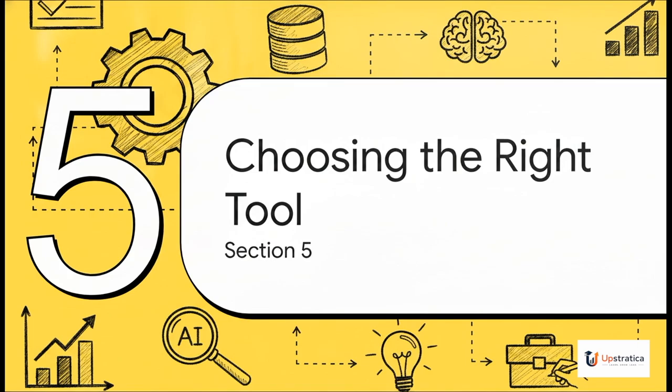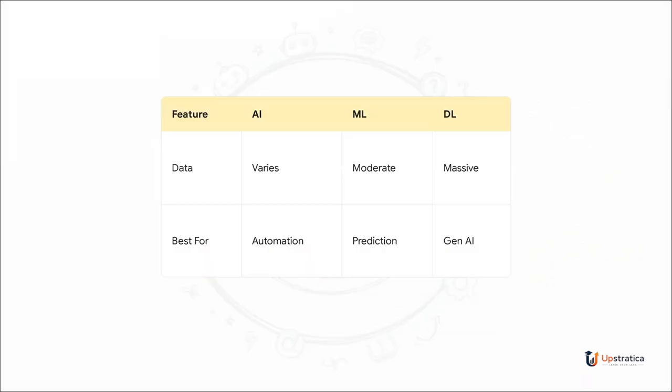Section 5, choosing the right tool. Understanding the definitions is great, sure, but as a working professional or a manager, the real value comes from actually matching the right technology to your specific data types and your business needs. This right here is basically a simplified decision matrix, and it shows you exactly when to evaluate a vendor for a specific task. If you're just looking for simple automation, general problem solving, or maybe a rule-based expert system that doesn't even need historical data, you are looking for a standard AI solution.